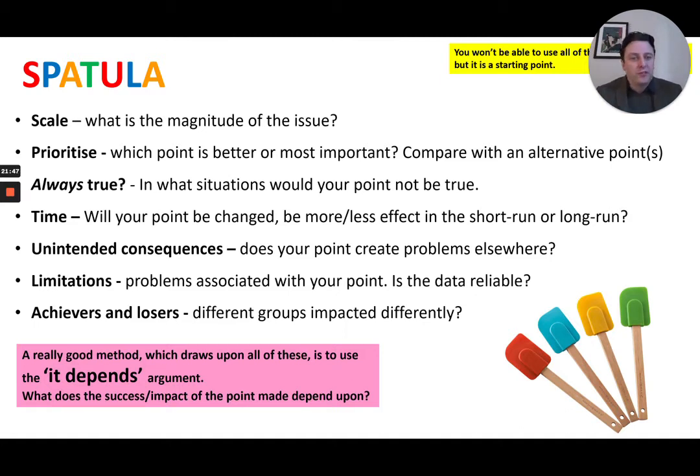Equally about policies in the UK, if it's about building a new waterway or a new railway system, where is the railway? Does it affect different groups more or less economically? So that's another thing to think about here. Again, a really good method and a really good phrase to use is "it depends." What does the success and impact of the point or the policy depend on? So of course, keep using that phrase, "it depends."